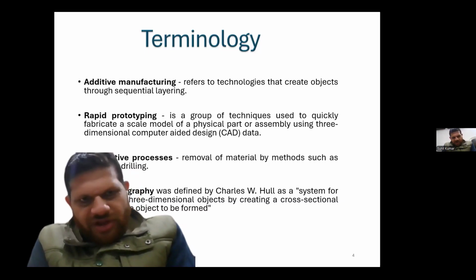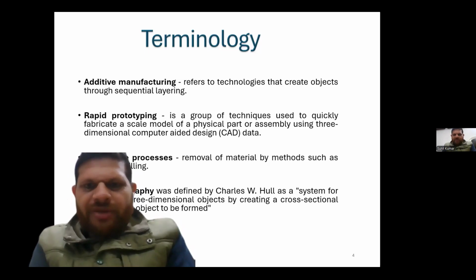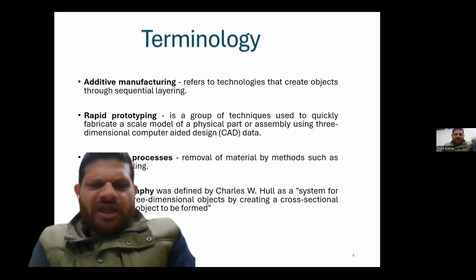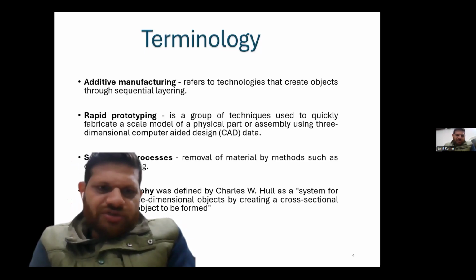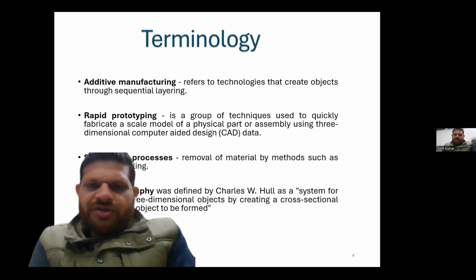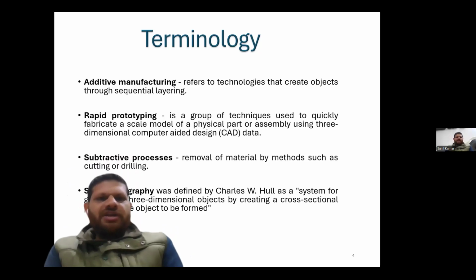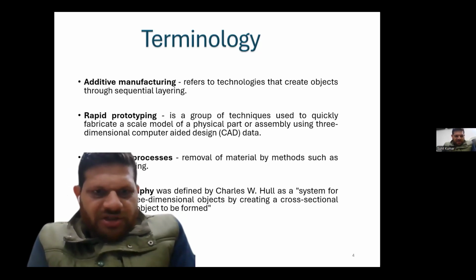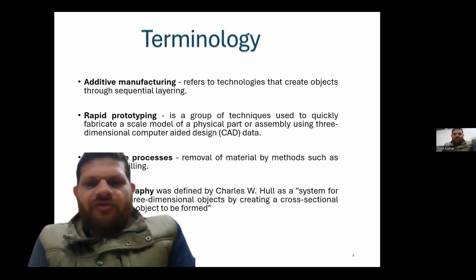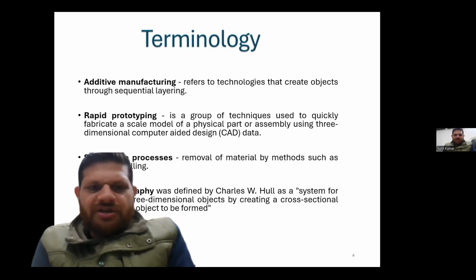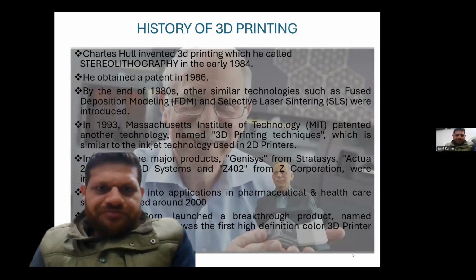Again, in additive manufacturing and rapid prototyping, we have methods to add something. Similarly, sometimes we have to remove material. Then come the subtractive processes, in which we remove material using cutting, drilling, or sometimes even EDM. In 3D printing, specifically additive manufacturing, stereolithography was defined by Charles W. Hull as a system for generating a three-dimensional object by creating a cross-section pattern of the object to be formed.